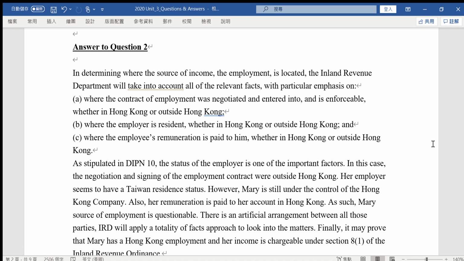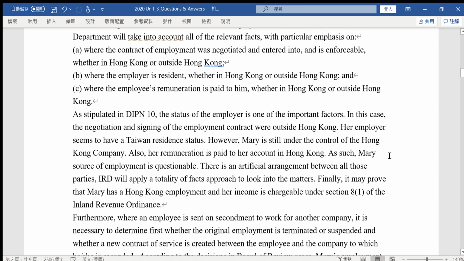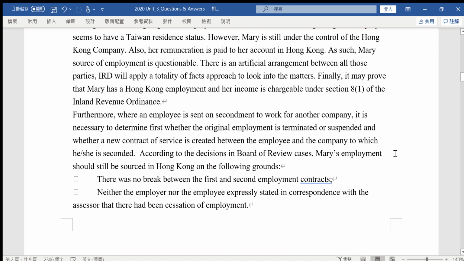But you will find, by looking at the information in the question, that there is no break between the first contract and the second employment contract. That means originally Mary was employed by a Hong Kong company, right? And originally she had a contract with the Hong Kong company. But now she is employed by a Taiwan company. But there is no clear cut in between these two contracts, and the question doesn't mention it either, right?